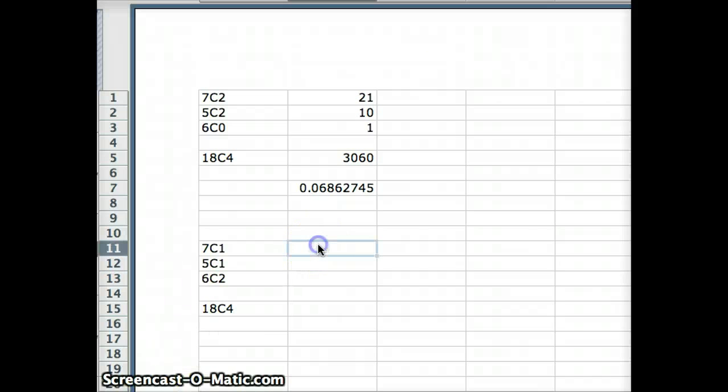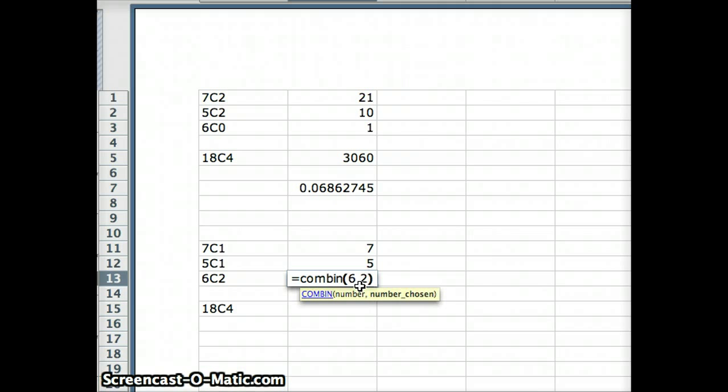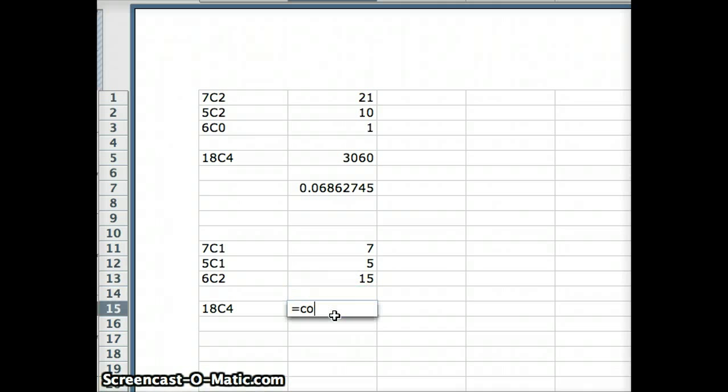So here are the numbers we need. We need 7 choose 1, equals combin 7 comma 1. No surprise, that's 7. Next one equals combin 5 choose 1. And we know what that'll be. That'll be 5. But we'll let Excel do it. And then we need equals combin 6 comma 2. And we've already done 18 choose 4, but we'll do it again. Equals combin 18 comma 4. You see we have those numbers.